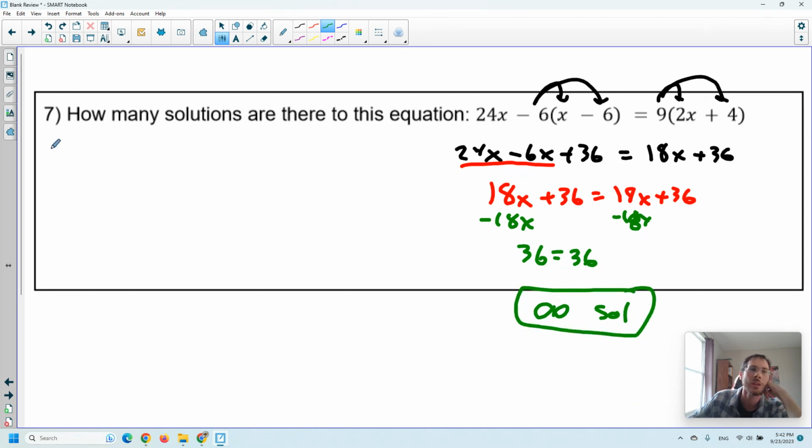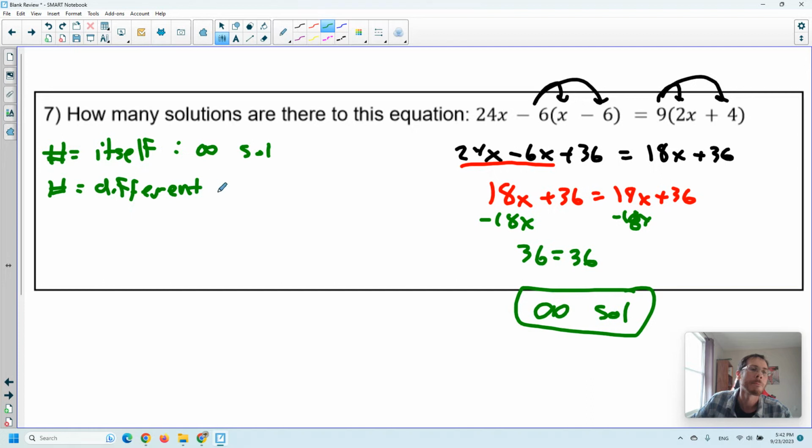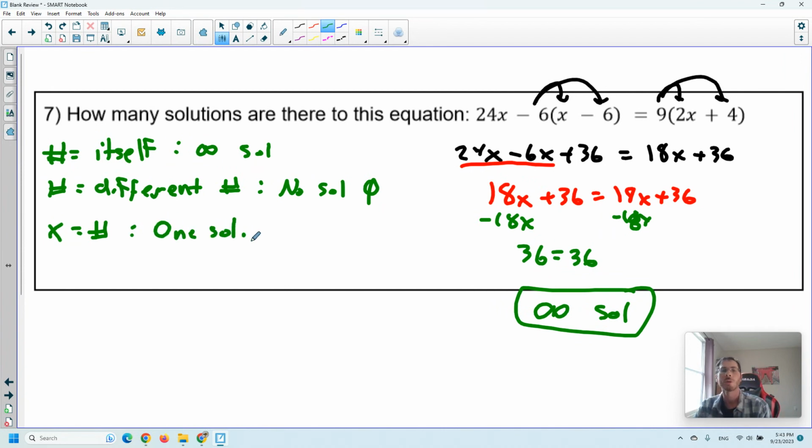And there we go. Remember, the key here is number equals itself is the infinite solutions. That's the case that we got here. Number equals different number, we would have no solutions. And if we have x equals a number, or a variable equals a number, then we'd have one solution. So that's kind of the key on that one. That's what you want to look for at the end. But you do want to solve the equation out to see what you get.